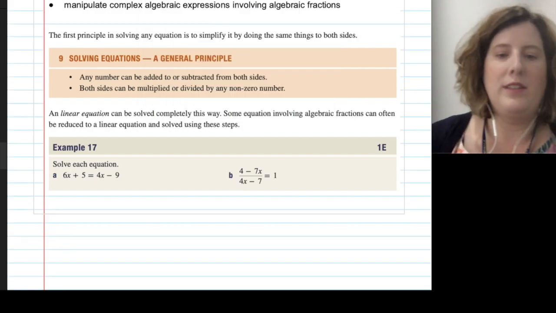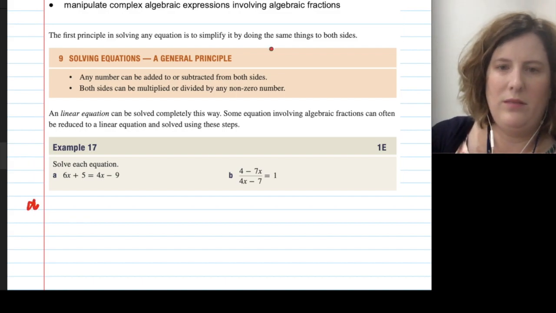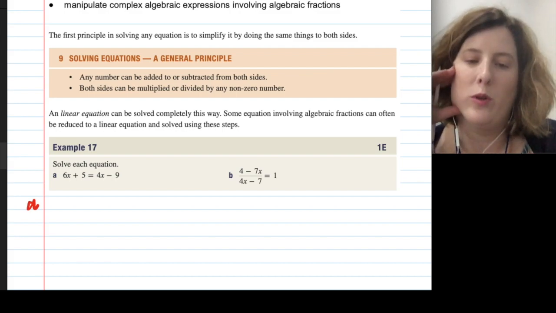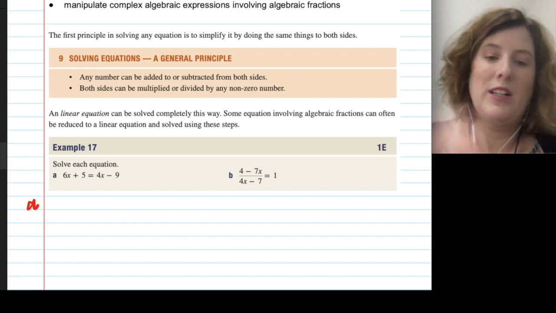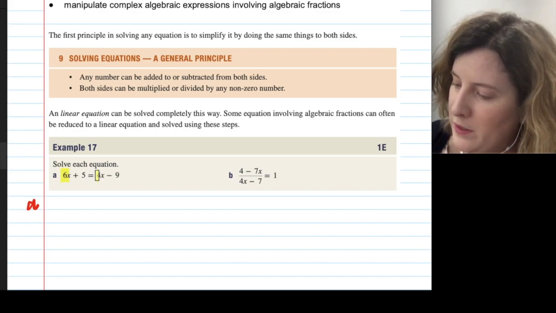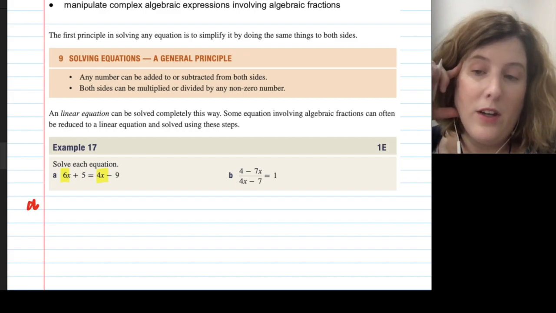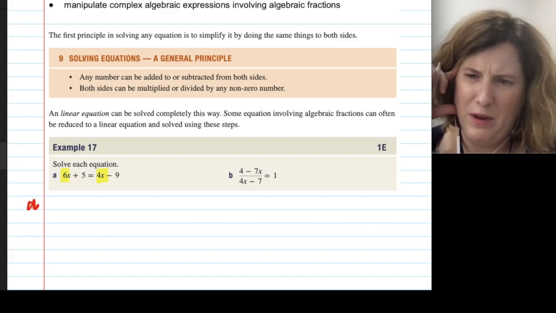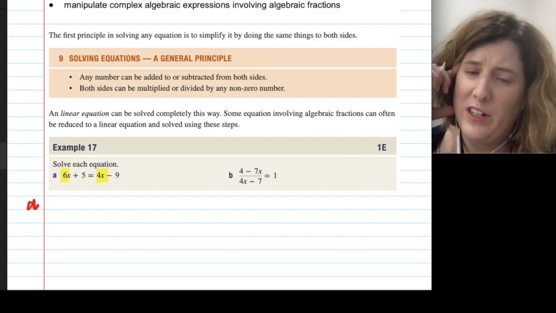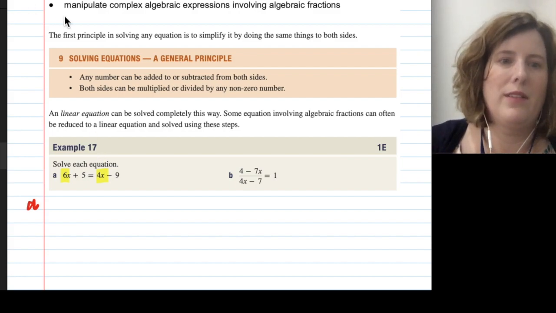Let's actually do these examples. So let's start off with example A. We've got 6x plus 5 equals 4x take 9. Now I usually have a look at both unknowns and ask myself which one's the bigger. The bigger is the 6x, so I take the other one to join it. Otherwise I'm just going to get a negative coefficient in front of my variable, and that just makes things slightly extra hard.